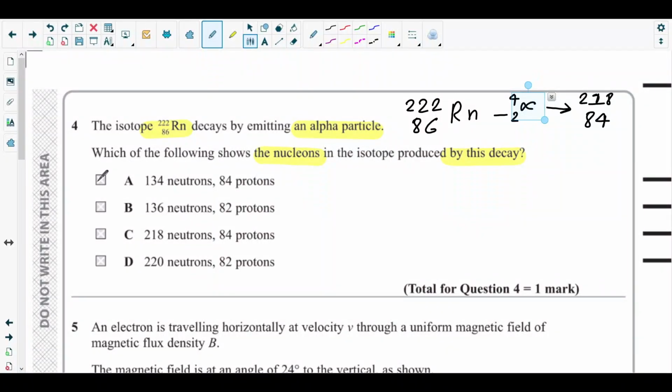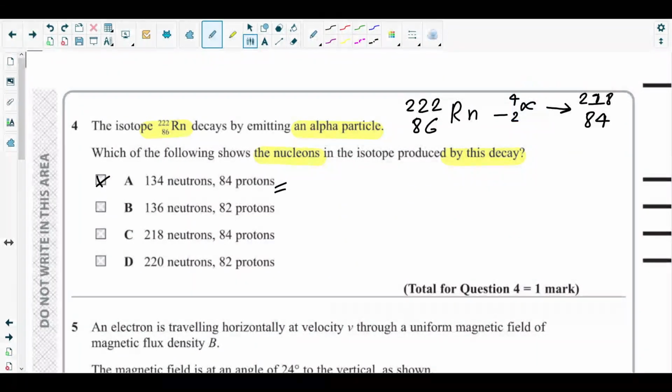134, the only option is A. So A will be the answer: 134 neutrons and 84 protons. The rest, 136, is definitely not possible. 218 is not, 220 is definitely not. Only the answer is A.